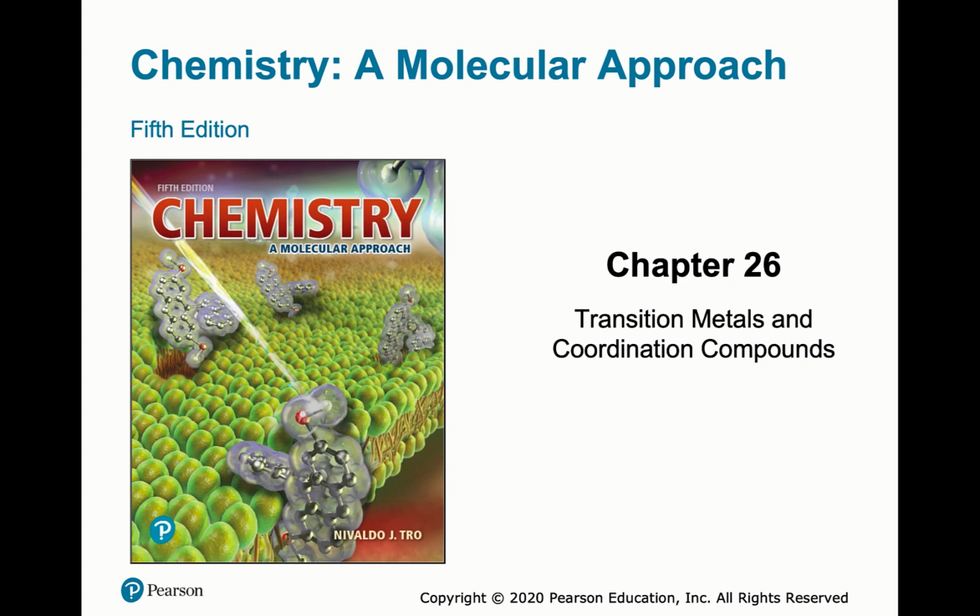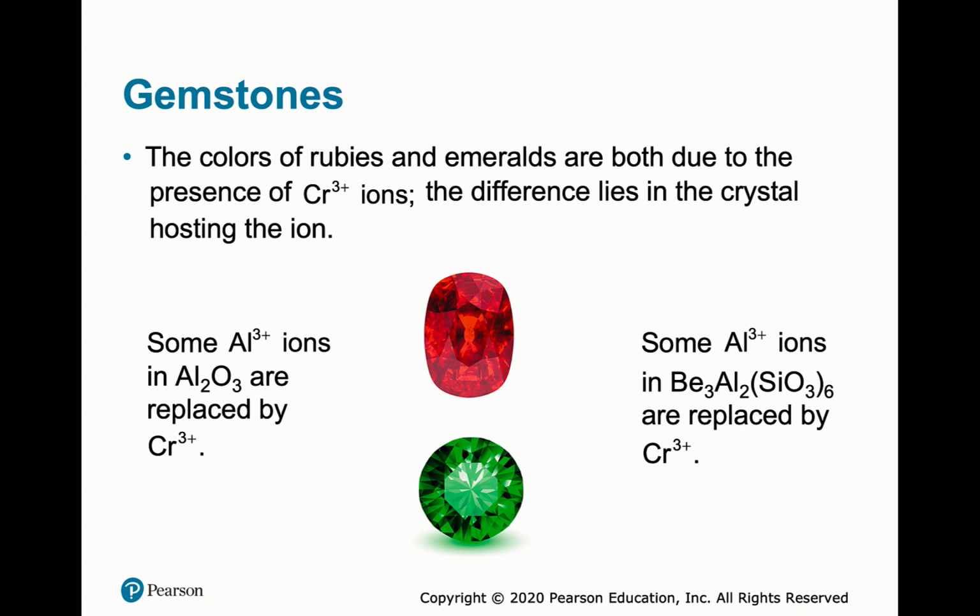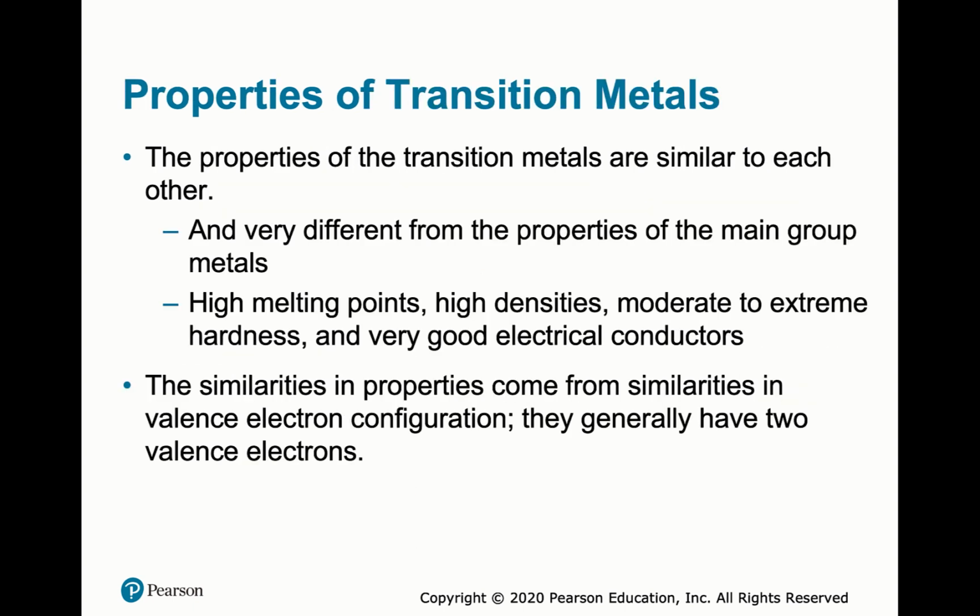Okay, moving on. Chapter 26, Transition Metals and Coordination. So start off talking about gemstones. If you look at two different gemstones, mainly ruby and emerald, the color is made by chromium ions, chromium plus 3 ions. Also, a ruby is actually a sapphire, aluminum oxide is sapphire, but iron and titanium is responsible for the blue color in blue sapphires. The chromium is for ruby, but it's also in the beryl for the green color in emeralds. So let's talk about transition metals in general.